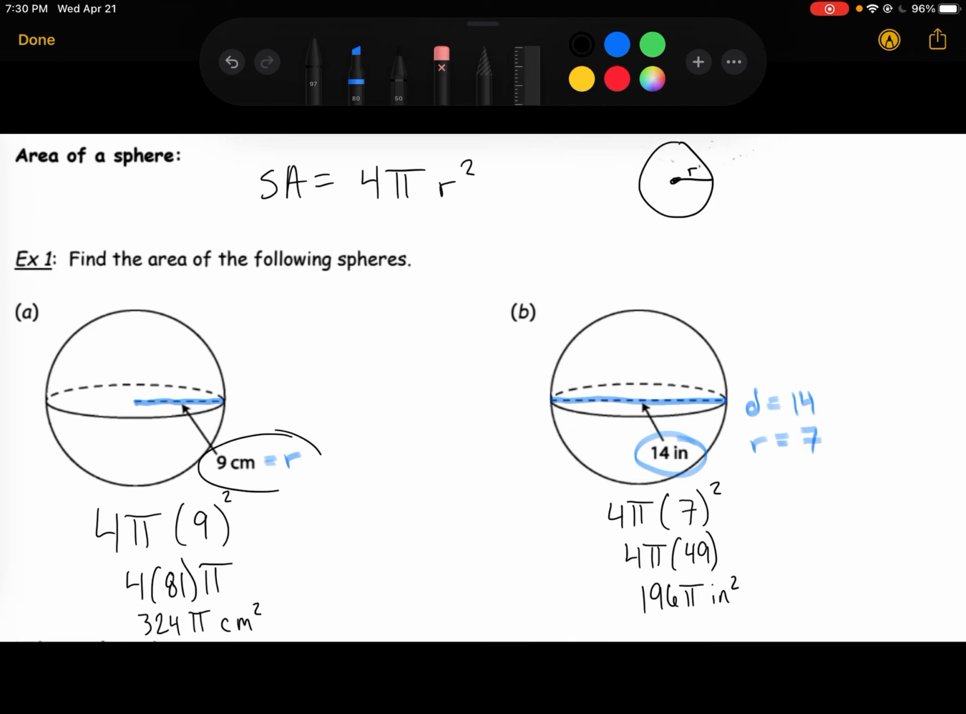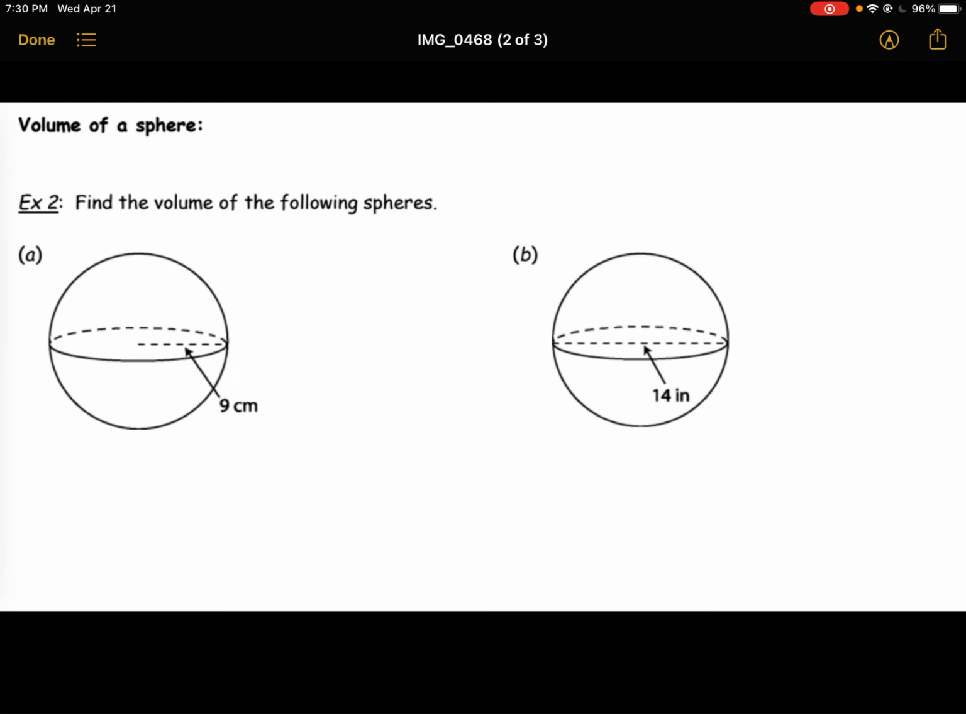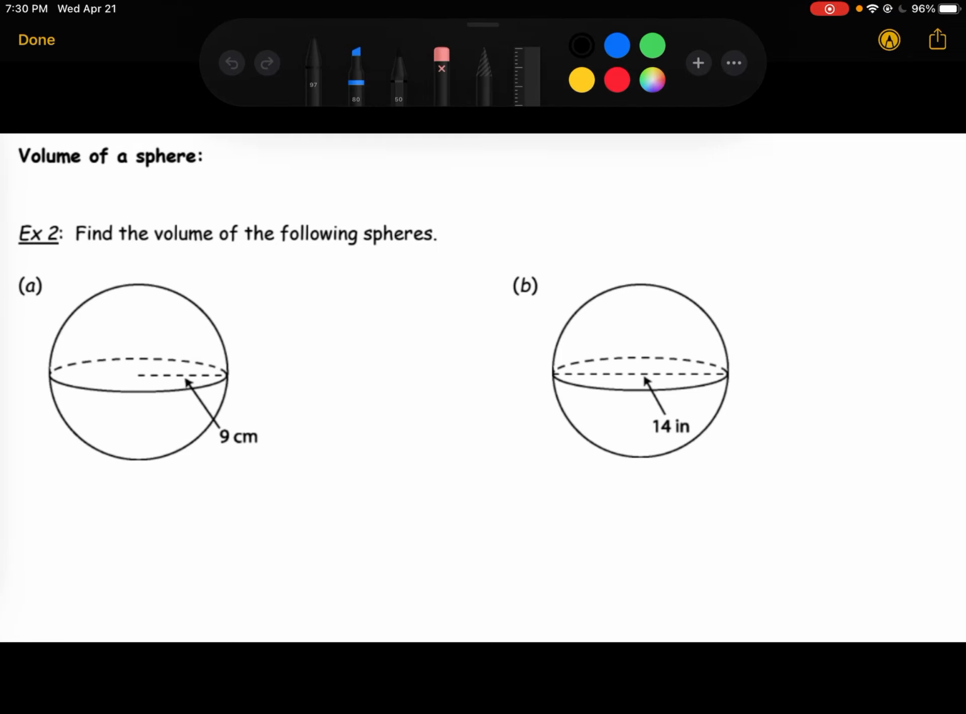Now the nice thing about a sphere is it's just the area. There's no lateral, there's no base, it's just the entire surface area the first time through. So a few extra steps are saved here, which honestly should make our life just a little bit easier.